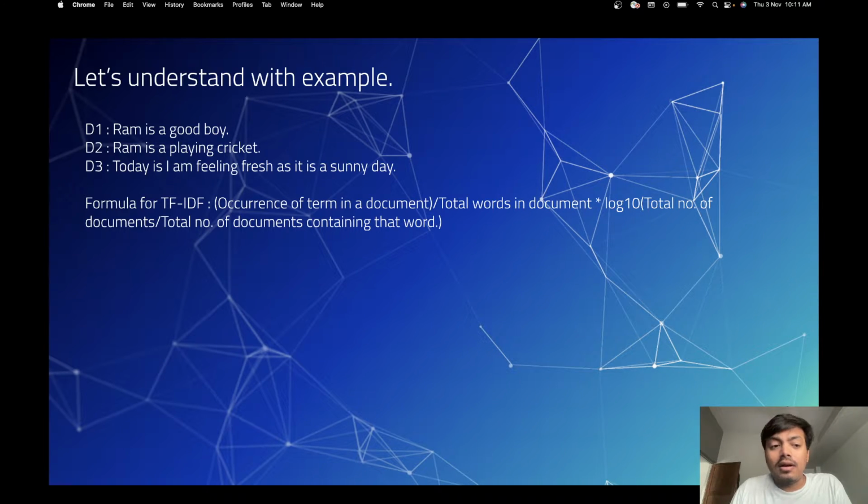The next term is inverse document frequency. After this multiplication, this log 10 is my inverse document frequency. It is the logarithm of the total number of documents divided by the number of documents containing that word. Here the total number of documents is 3, and how many documents contain the word RAM? 2. So it will be log of 3 divided by 2. Now you're getting an idea of how exactly the formula works. Now let's do the actual calculation.